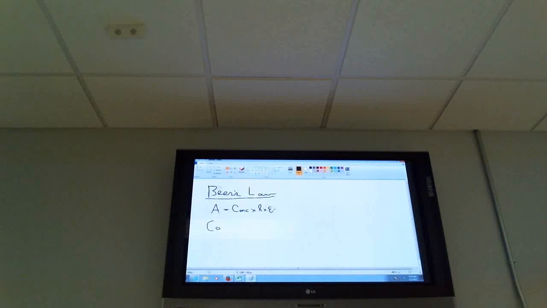What is epsilon? Does anybody know what epsilon is? Epsilon depends on how effectively the substance absorbs photons. A large epsilon means you're going to have a pretty high absorbance, a high probability electronic transition. A low epsilon is a less probable, less intense absorbance.